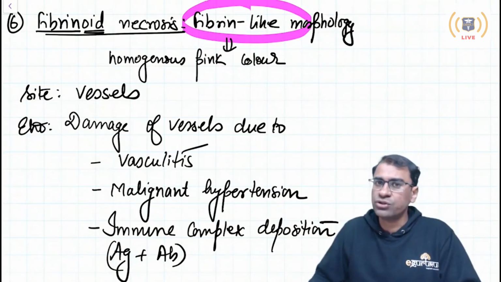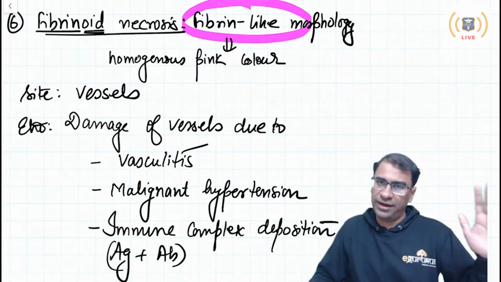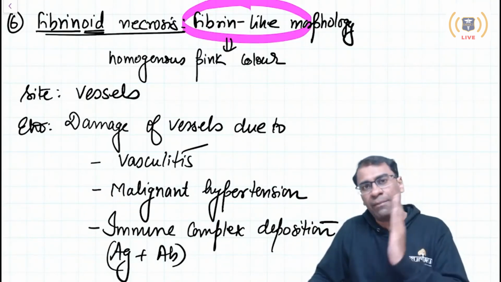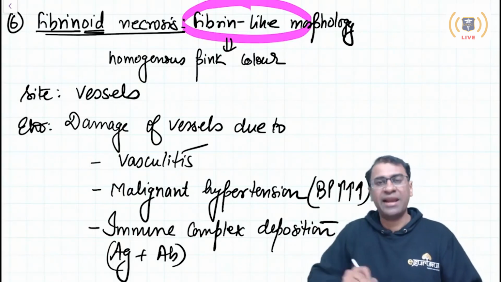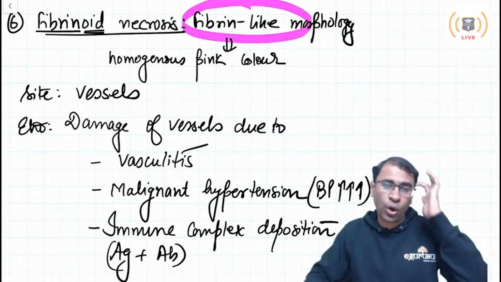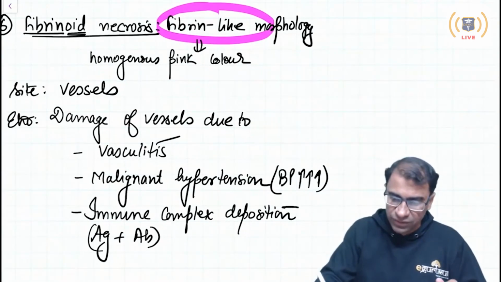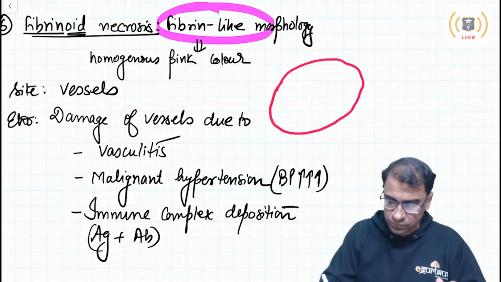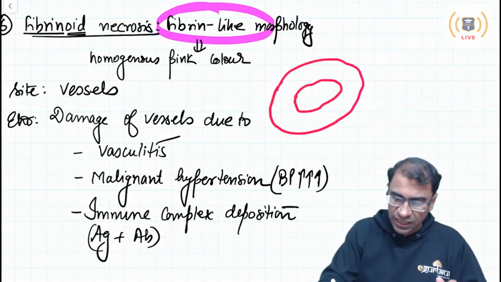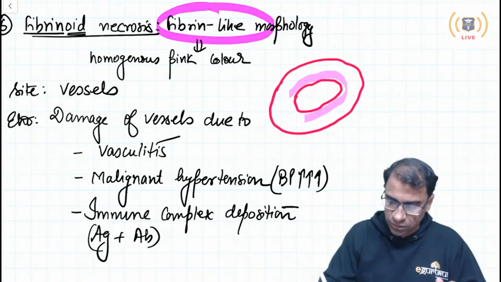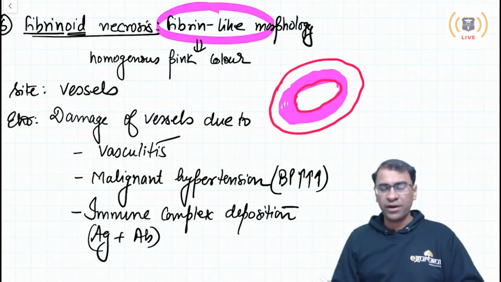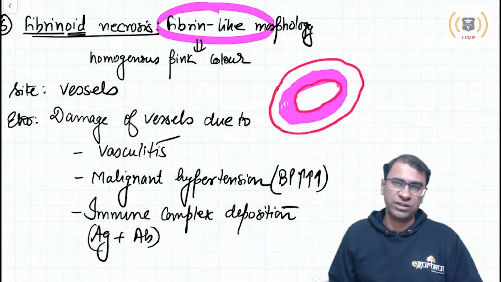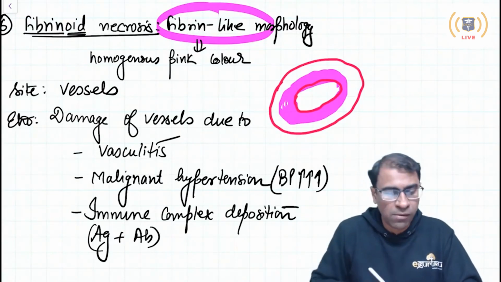Maybe inflammation, so called vessel inflammation, vasculitis. Maybe very high blood pressure, very, very high BP. So malignant hypertension or immune complex deposition. So what happens if this is a vessel here? You will see the pinkish necrosis here. It is called fibrinoid necrosis.